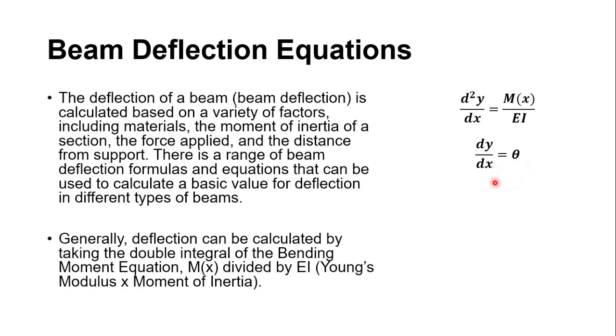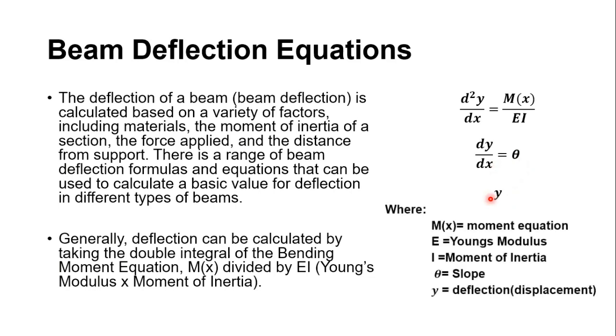And once kapag in-integrate natin to ulit, ang matitira na lang sa atin is y, where yung y natin is yung deflection or displacement. So di ba ito yung Mx natin, where Mx is equals to moment equation, E is equals to Young's modulus, I equals the moment of inertia, theta is equal to slope, and y is equal to deflection or displacement.